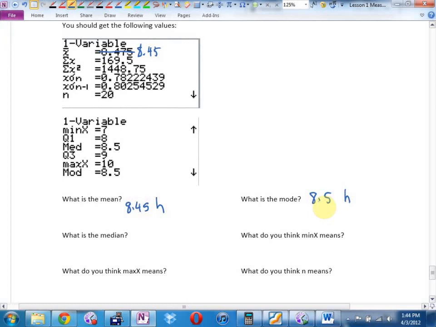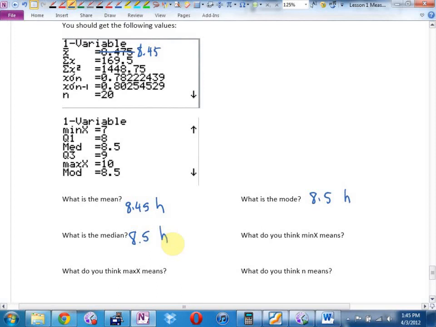What's the median? 8.5. The fact that all three of these are close together suggests to me I've got fairly good data. My data is not spread out. I don't have any outliers. Remember we talked last day about outliers?